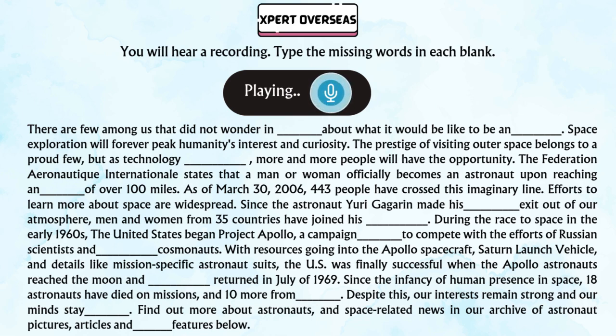As of March 30th, 2006, 443 people have crossed this imaginary line. Efforts to learn more about space are widespread. Since the astronaut Yuri Gagarin made his pioneering exit out of our atmosphere, men and women from 35 countries have joined his notoriety. During the race to space in the early 1960s, the United States began Project Apollo, a campaign launched to compete with the efforts of Russian scientists and future cosmonauts. With resources going to the Apollo spacecraft, Saturn launch vehicle, and details like mission-specific astronaut suits, the U.S. was finally successful when the Apollo astronauts reached the moon and safely returned in July of 1969.